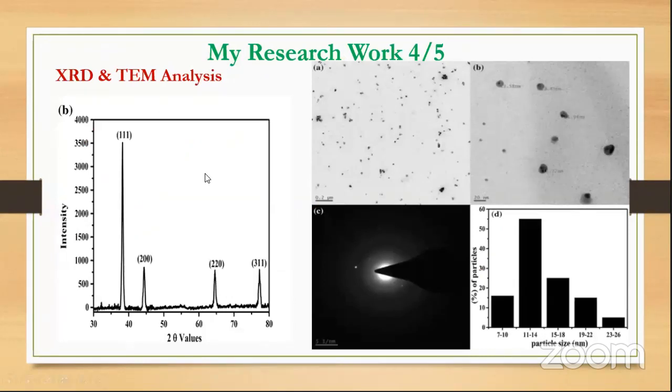Now see here, XRD, X-ray diffraction analysis. This is the spectrum obtained from XRD. Here we see different peaks: the 111 orientation peak, and 200, 220 and 311 peaks at different theta values. See here, the 111 orientation has the maximum intensity compared to the remaining three.